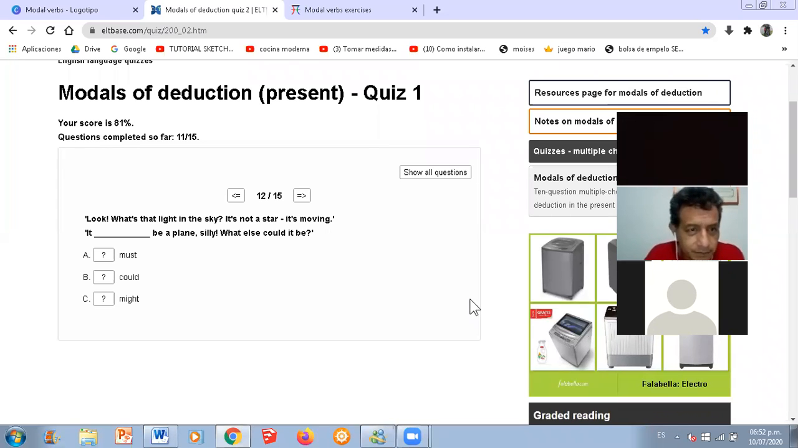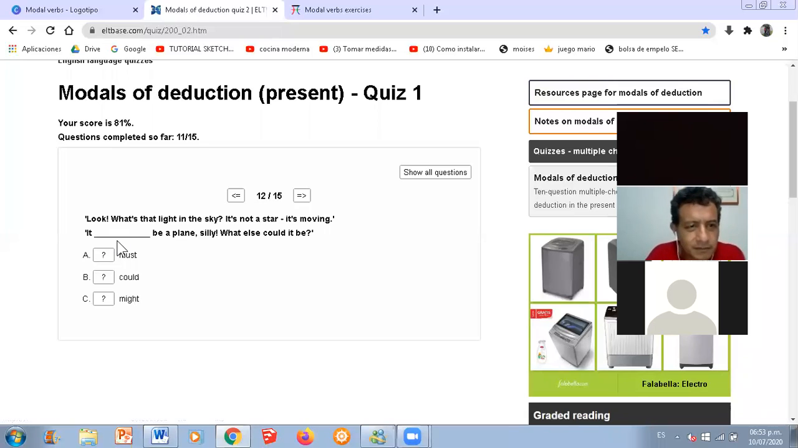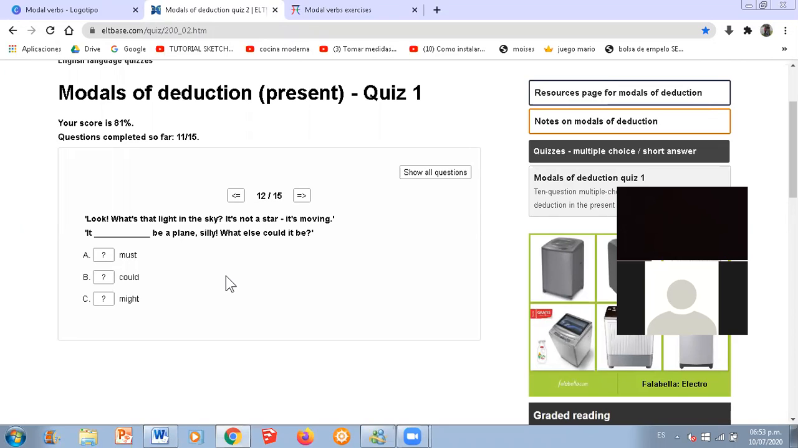José, ¿me colabora? Yes, teacher. Look. What's the light in the sky? There's no star. It's moving. It could be a planet. What else could it be? Okay, so you said could. It could be a plane, silly. Could it be probability? Probability, but when you're not sure, like 50%.